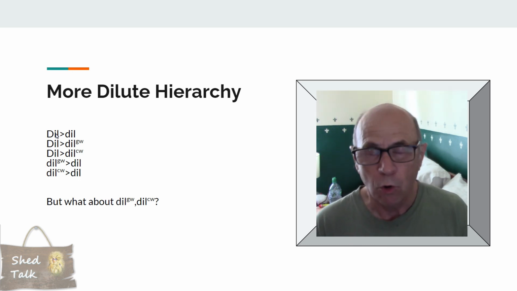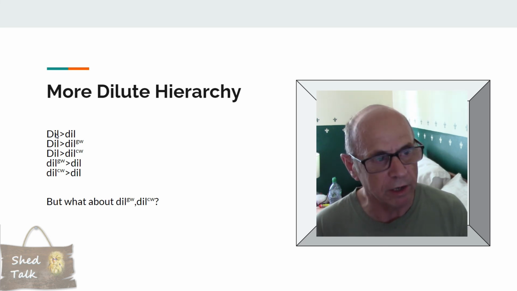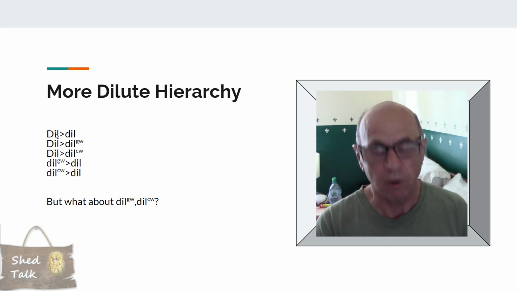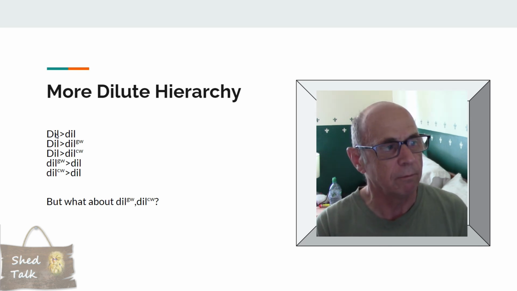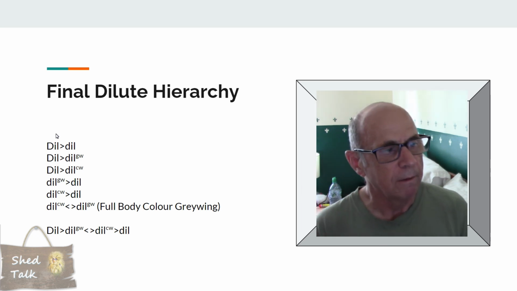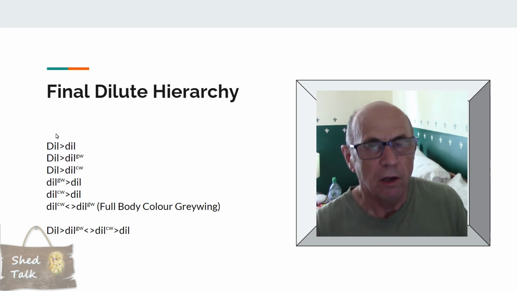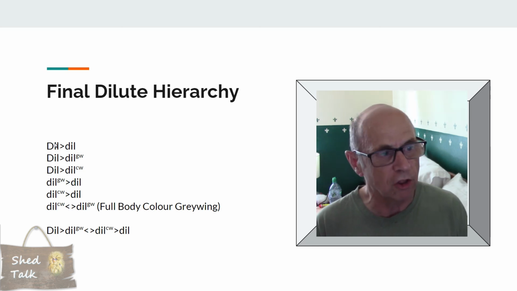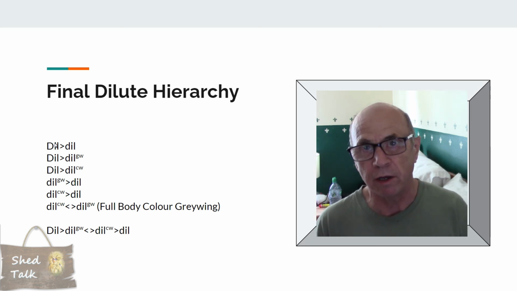So let's think about this, the bird that we come out with, which was a dilute grey wing and a dilute clear wing, or a grey wing and a clear wing bird, and we said they were codominant. So let's have a look at what that now does to our hierarchy. So you can see the bottom one there, the dilute, the clear wing and the grey wing are codominant, and they actually produce a bird that's known as a full body colour grey wing.